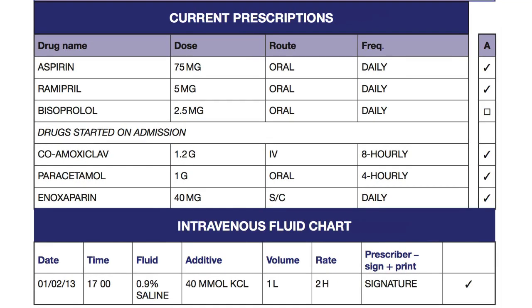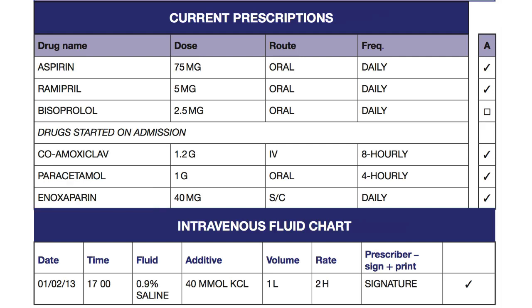So, let's now review the answer. Let's take each drug in turn. First, aspirin. This patient has presented with hemoptysis, so aspirin should be stopped. In addition, if you look down the chart, you will also see enoxaparin, a low molecular weight heparin. This should also be stopped.